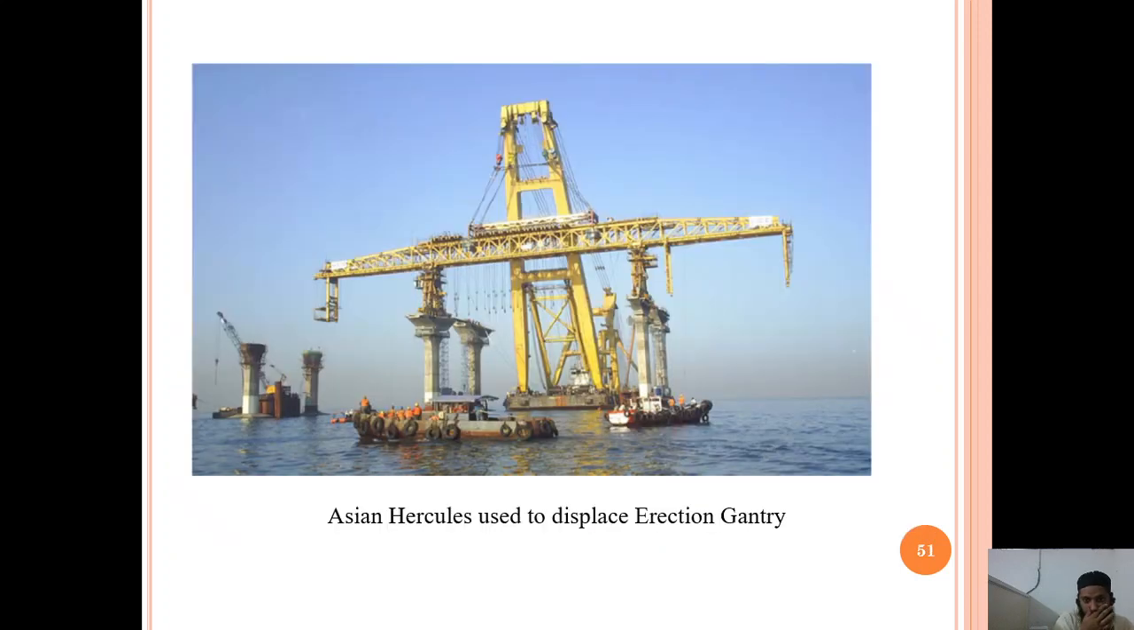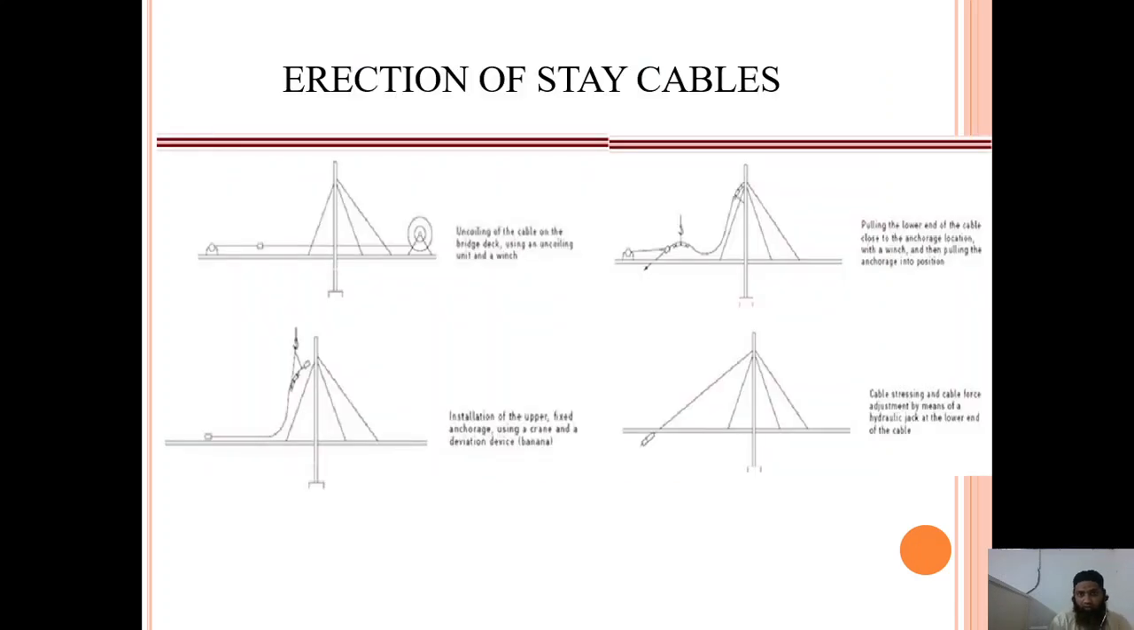You can see this erection gantry, with segments fitted one after the other. This is the erection gantry Asian Hercules, the big gantry girder. Here you can see the erection of stay cables: uncoiling the cable on the bridge deck using an uncoiling unit and a winch, pulling the lower end of the cable close to the anchorage location with the winch, and then pulling the anchorage into position.